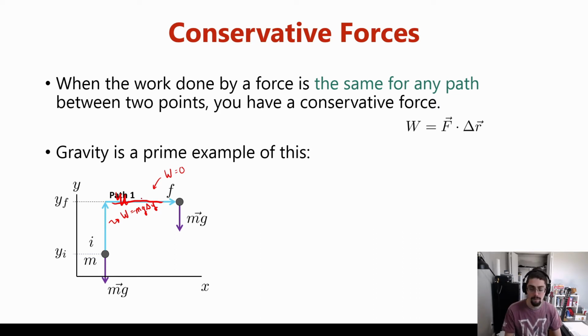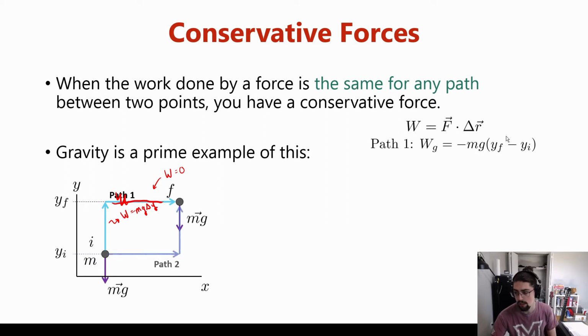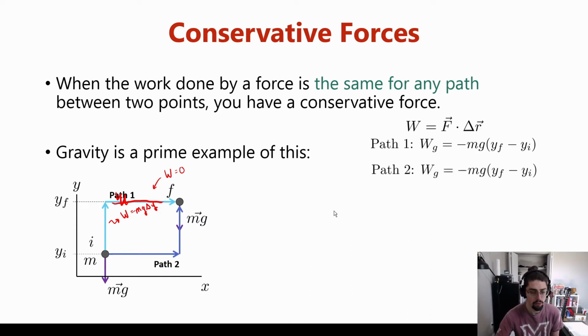Right? So that's all fantastic and great. But what about path 2? What's different? Well, we go over first, but no work is done there either. And then we go up, that's where we see the exact same negative mg delta y. No difference. When the force is perpendicular to the direction of motion, we don't have any work being done. So both of those, the top and the bottom, are 0, whereas the sides are where all the work's getting done.